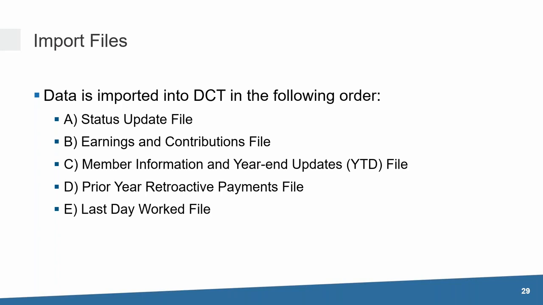For DB Plus members, regular earnings will include lump sum, vacation, and retroactive pays as applicable. This is outlined in the data import requirements found in the DCT guide. This is a required file. Going forward, I'll refer to the member information and year-end updates file as the year-to-date file.